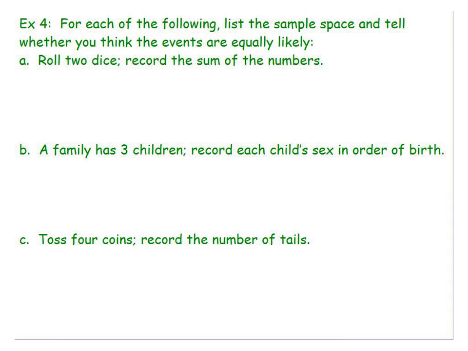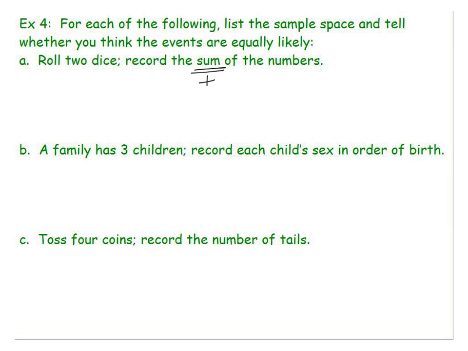Let's look at the next set of examples. So for each of the following, we're going to list the sample space, and we are going to tell whether we think those events are equally likely. So we are rolling 2 dice. Obviously, each die has the numbers 1 through 6 on it, and we are recording the sum of the numbers. And hopefully y'all remember sum means adding the two numbers up.